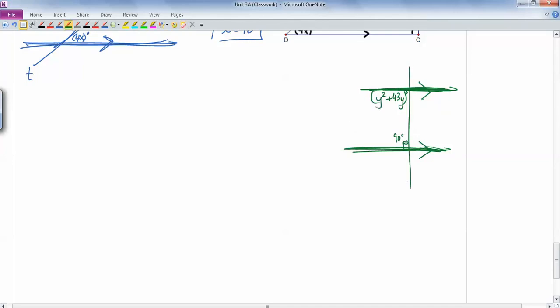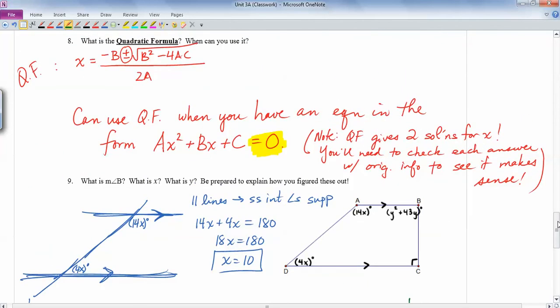So that means that they have to be supplementary. So y squared plus 43y plus 90 has to equal 180. Well, notice I've got a y squared, a y, and some units. If I make it equal 0, then I can use the quadratic formula.